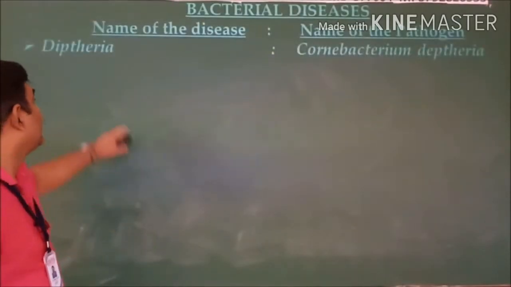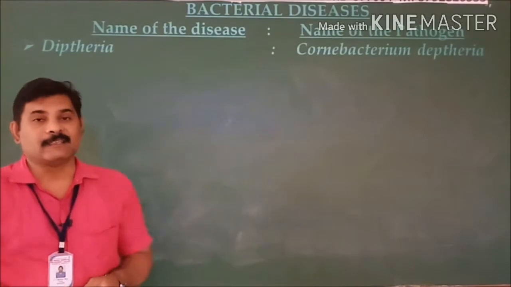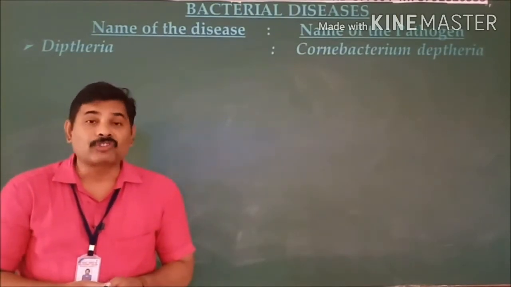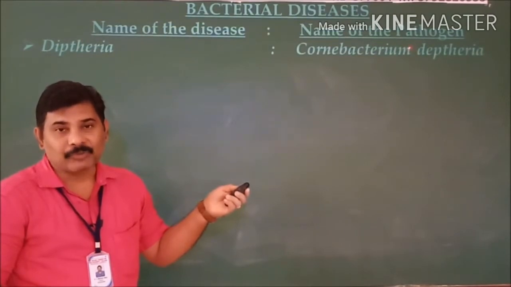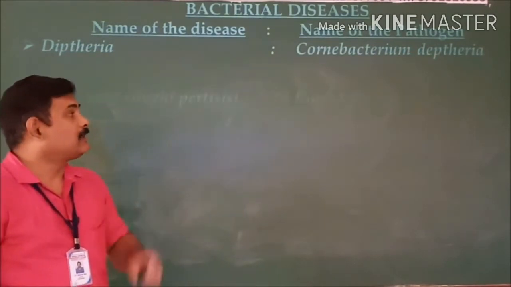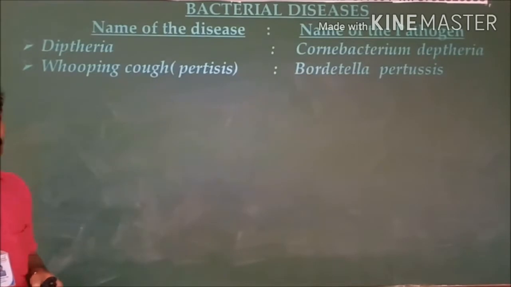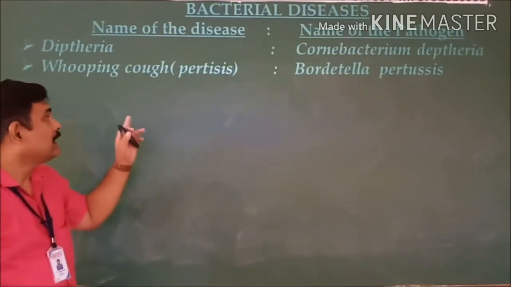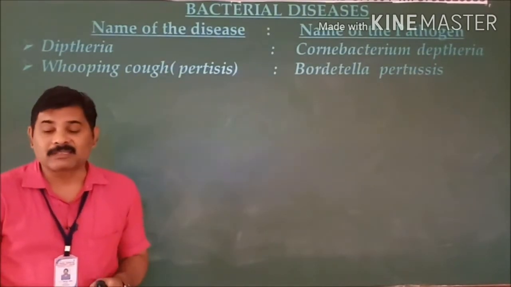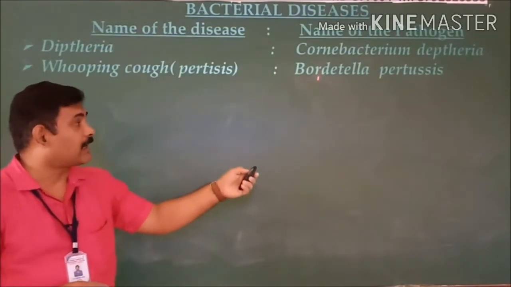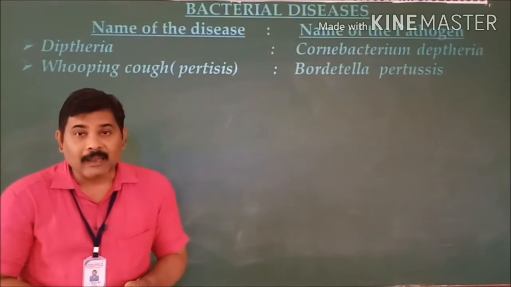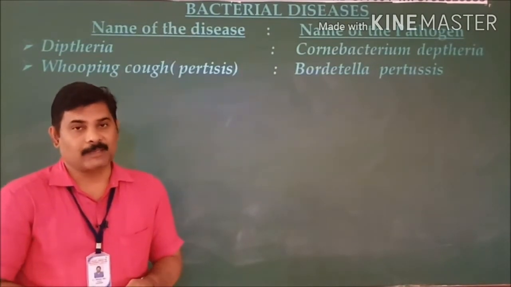See here, diphtheria is one more disease. Diphtheria is caused by Corynebacterium diphtheriae, which is the name of the pathogen. And the next bacterial disease is whooping cough, or in general we call it pertussis. This disease is caused by a bacteria known as Bordetella pertussis.